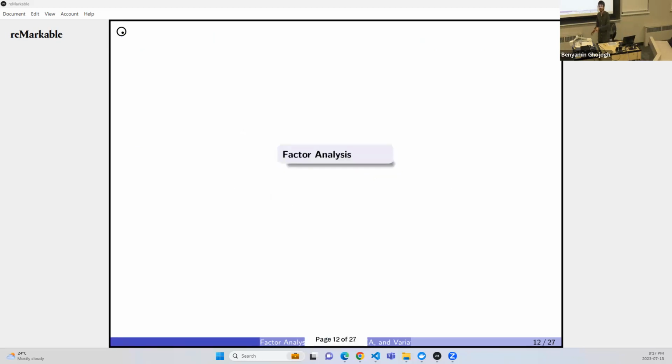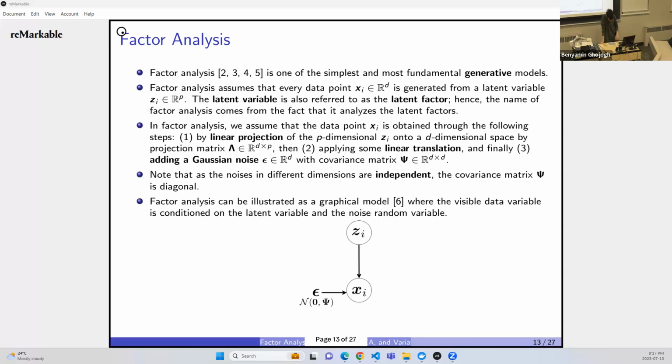Now we talked about variational inference. Let's talk about factor analysis, one of the probabilistic dimensionality reduction algorithms. Factor analysis is one of the simplest and most fundamental generative models. What do I mean by generative? It is the probabilistic graphical model, which I showed to you, which has a latent variable. This is a generative model. It generates xi. Here you can see it. Zi generates xi. Factor analysis is a very old method. It is one of the most fundamental algorithms as a generative model.